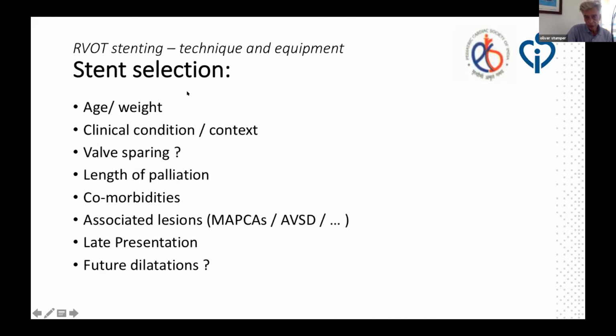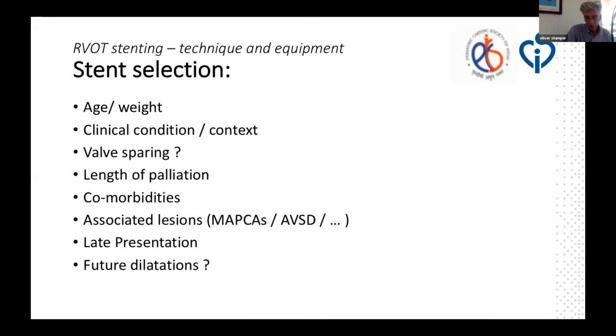Stent selection is really dependent on age and weight, clinical condition and context. So a neonate weighing 2.5 kilograms and above, I would probably go for a 5 millimeter stent. If you want to valve spare or you do valve spare, again, 5 millimeter stent, 6 millimeter stent. I think coronary stents really only in small neonates. Otherwise, I would go for a balloon dilatable stent later.